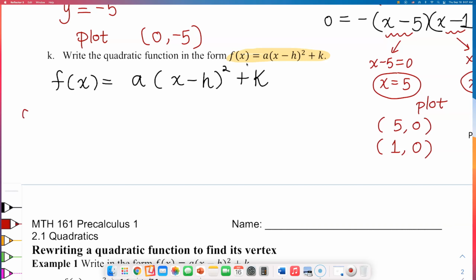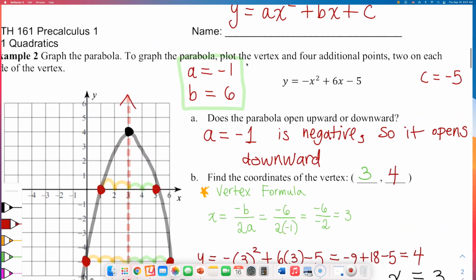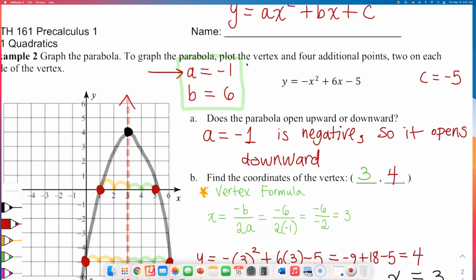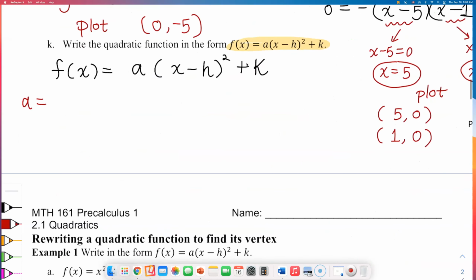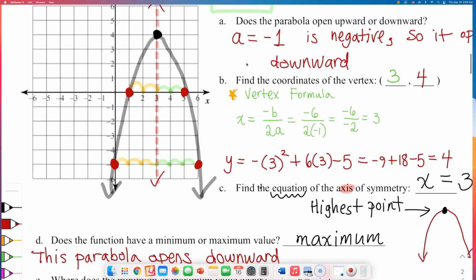We know what a is already. A is negative 1. I'm going to tell you what h is. H is the x-coordinate of the vertex. What was it? Let's go look it up. The x-coordinate of the vertex is 3. So h is equal to 3.